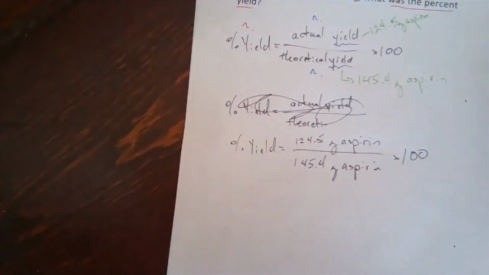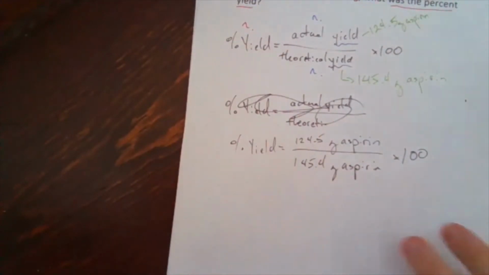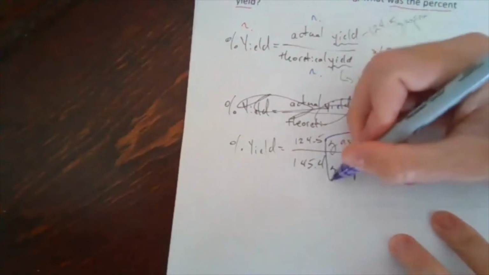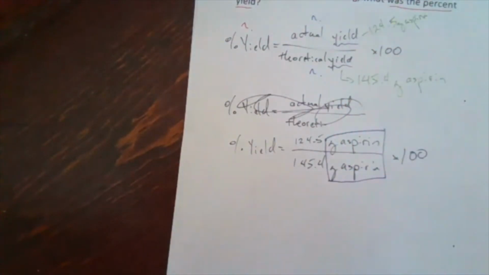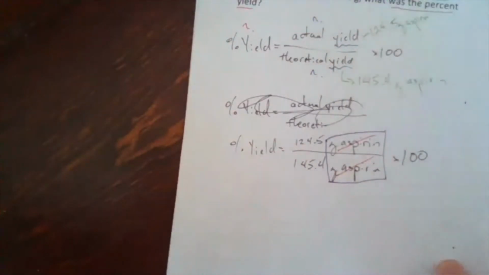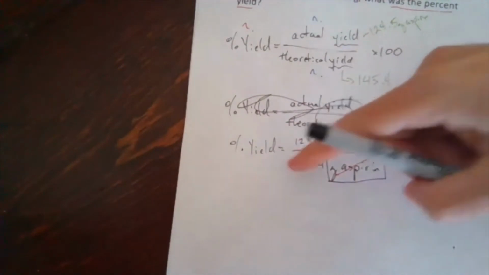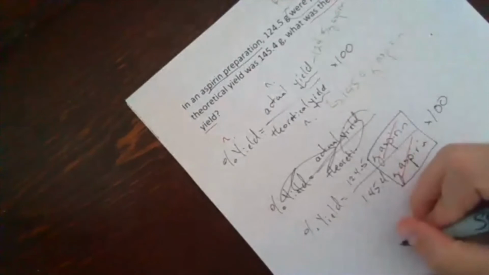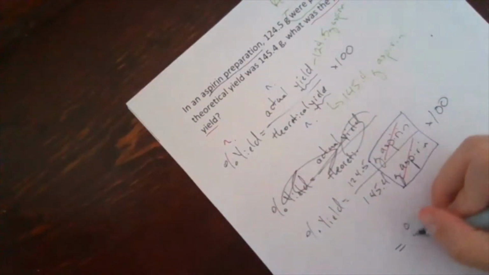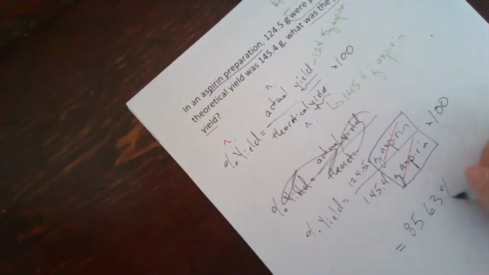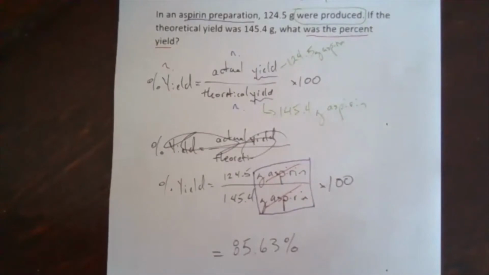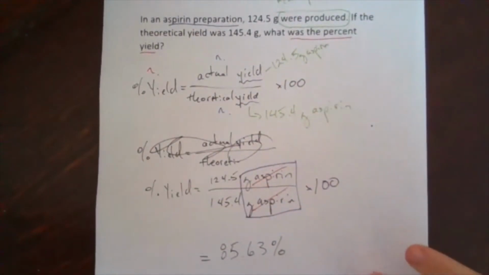So one quick thing that I want to note, in this reaction, you're only told one product, that it's aspirin, but most reactions have more than one product. So yield is just product mass. When you're calculating percent yield, you want to make sure that they are the same product that you're looking at. Those are both grams of aspirin, so they will both cancel out. 124.5 divided by the 145.4 times 100 is going to give you 85.63%. There are 4 sig figs on this. So 85.63% is your percent yield.